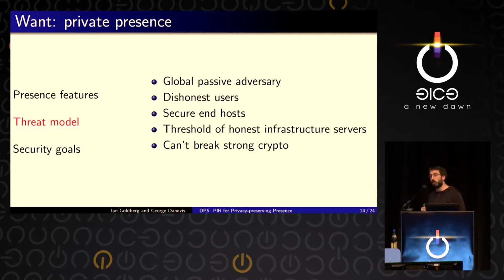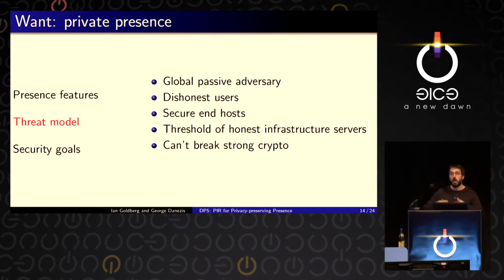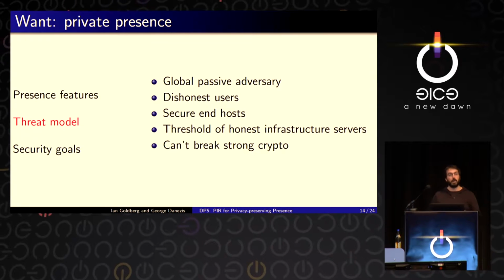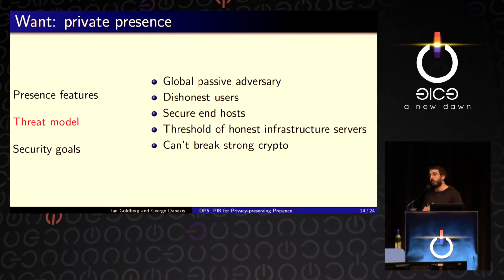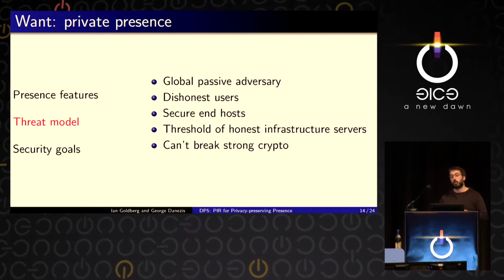However, we will assume that we have some aces up our sleeve. In particular, the computers we're using are secure, and if that is not the case for your computer, go and talk to the people who maintain Tails or any such distribution. They may be able to help you. And we will assume that our cryptography is secure, cannot be broken by the adversary, and also that we have some infrastructure servers that will not all collude with each other to violate our privacy. This is very much in line with the assumption that Ian mentioned earlier today.